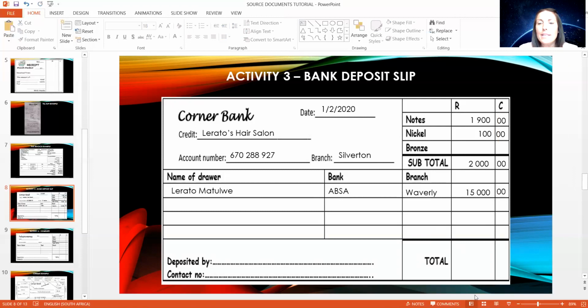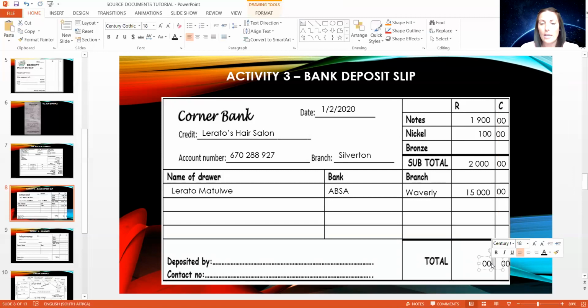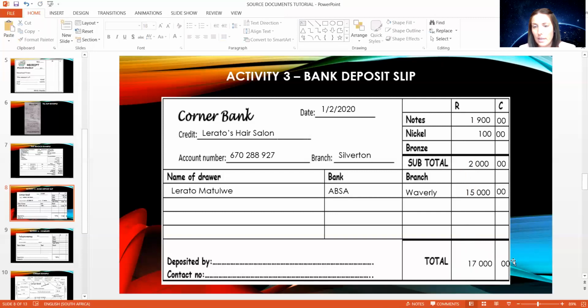Good. Then we need to indicate what is the final total for this bank deposit slip. And that is then the 2,000 Rand cash that we deposit plus the 15,000 Rand check. So then our total that we are depositing into the business's bank account is then 17,000 Rand. Good, happy with that. So then right at the bottom, there you need to indicate who paid this money in.